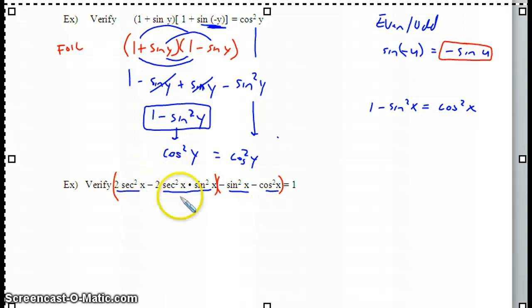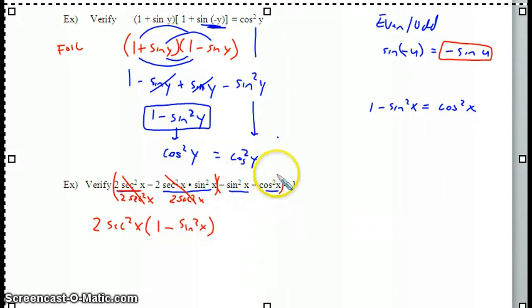So in this set of parentheses, I notice that they have a 2 secant squared x in common. If I divide by 2 secant squared x and 2 secant squared x, here they'll cancel out and give me a 1, and here they'll cancel out and give me a sine squared. Do the same process over here. Now what do they have in common? They both have in common a negative 1, so that's what I want to factor out. My greatest common factor is a negative 1. I get sine squared x plus cosine squared x. Alright, so I'm still thinking about how I'm going to get all of this to reduce down to 1.